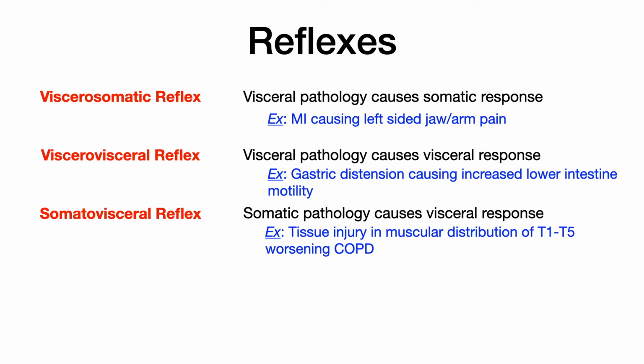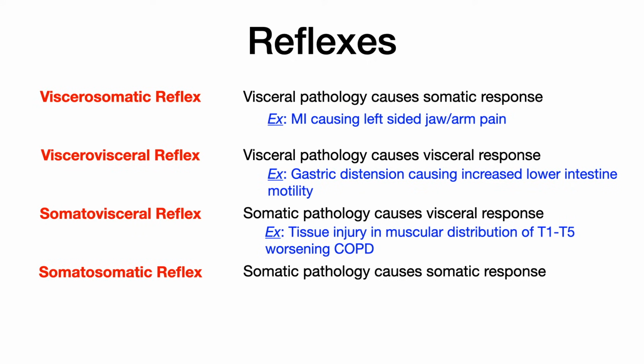The fourth and final type of reflex is the somatosomatic reflex. This is, as the name implies, somatic pathology causing a somatic response. An example here is, let's say you have a torn bicep. The torn bicep will cause pain in the arm. Perhaps this is the most obvious, but nonetheless, it's one of the 4 reflexes that are high yield that you need to know. Now we're going to talk about autonomic levels.